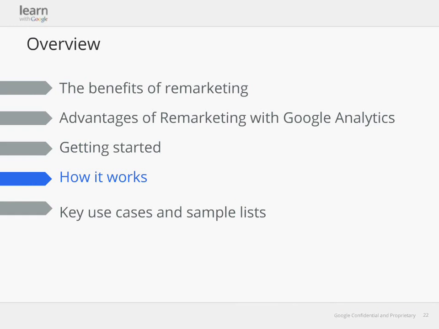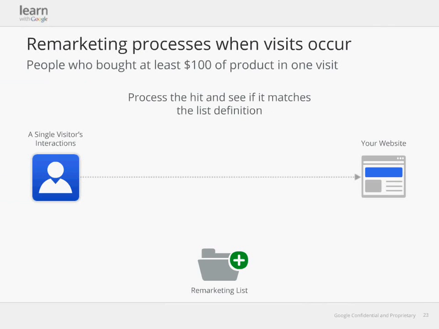Okay, so now I want to transition a little bit here, and I want to help you understand how remarketing with Google Analytics actually works, how our system works, so that no matter what kind of remarketing strategy you build, you have an understanding of how this is working under the covers. The way I'm going to do this is I've got a simple example that I'm going to build upon, and I'm going to touch on three core principles that I think explain how our system works.